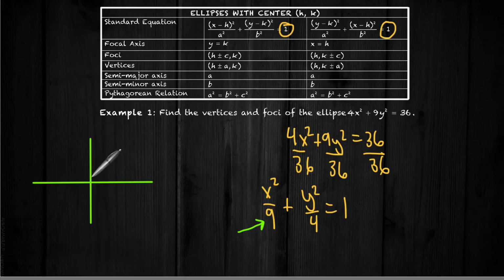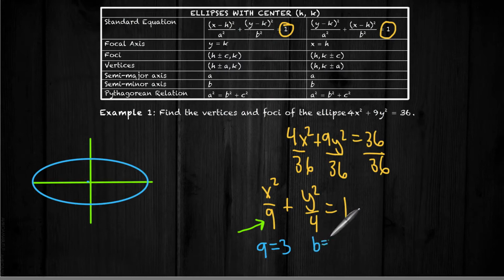So this ellipse is going to be centered at the origin, and it's going to be longer in the x direction because the 9, which is the bigger number, is underneath the x. And so if we count off, this is a squared, so that means a is 3 and b is 2 because these are squared values.